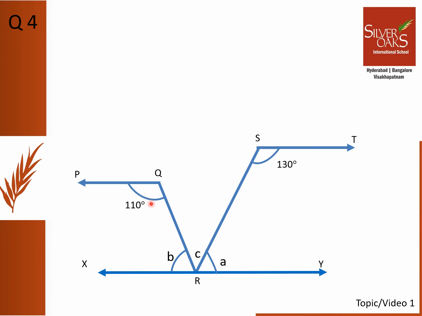Co-interior angle property. These two are co-interior angles, right? 110 plus B will be supplementary. In the same way, 130 and A will be supplementary. This is what I'll be using.